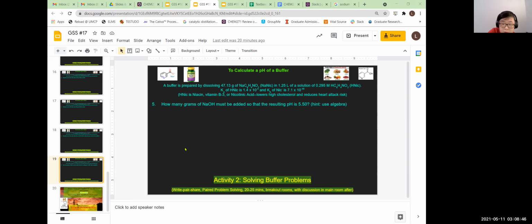There's no equilibrium because this is a strong acid. I'm sorry if I'm repetitive. There's 0.100 moles of HNO3. This is a 1-to-1 mole expression, which means you have that much H plus as well. They're all 1-to-1, so you actually have 0.1 mole of H plus. So that's how much is added.